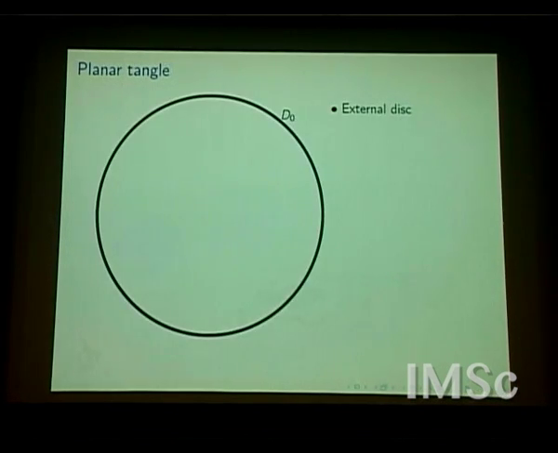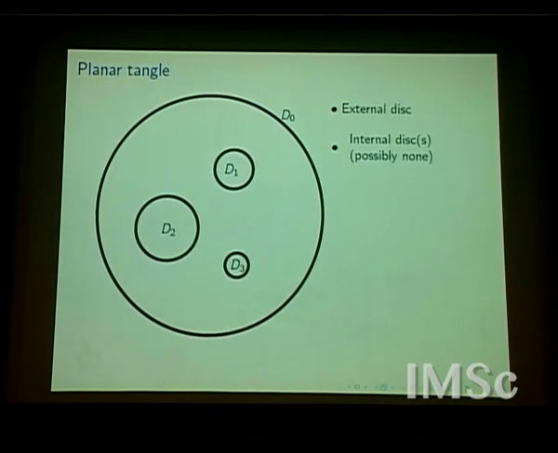You have an external disk, this is just an example of a planar tangle, and then you have internal disks. Inside the external disk are D0, D1, D2, D3, and it might be possible that a particular tangle might not have any internal disk at all. And then you have an even number of marked points on the boundary, for example on D0, I mean external as well as internal. So, this has 6 boundary points and D0 has 8 boundary points and D3 has no boundary points. So, an even number of points in the boundary.